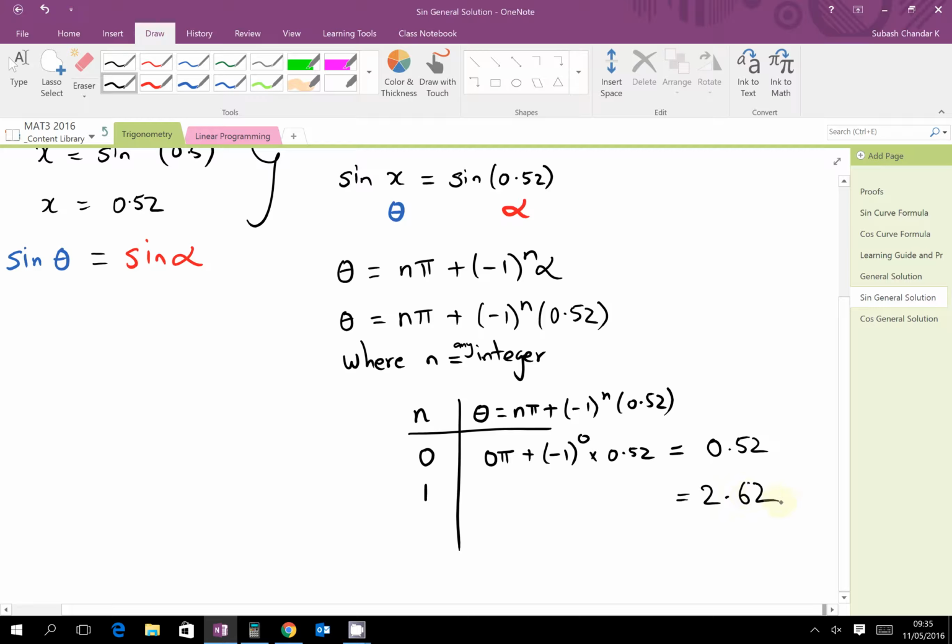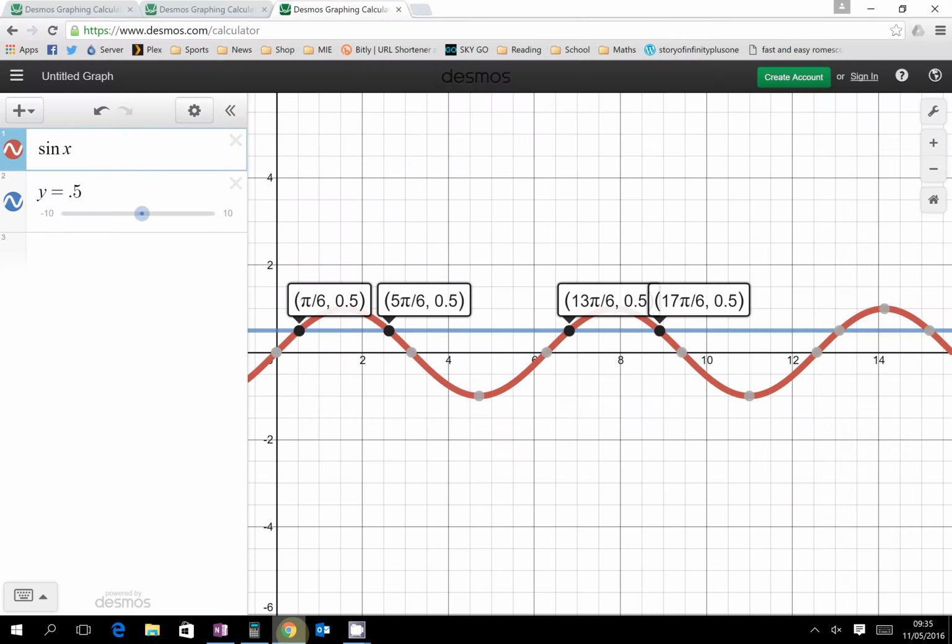Now guys, you've got 2.62 here. If you go back to the original graph, see how you got 5 pi over 6 as your second point? Can you go in your calculators, 5 pi divided by 6, and it should be close to 2.62. It's close to 2.62 because we rounded off 0.52. Remember in the original part, it was a really long number, but we rounded off early. That's why we're getting slightly different values.